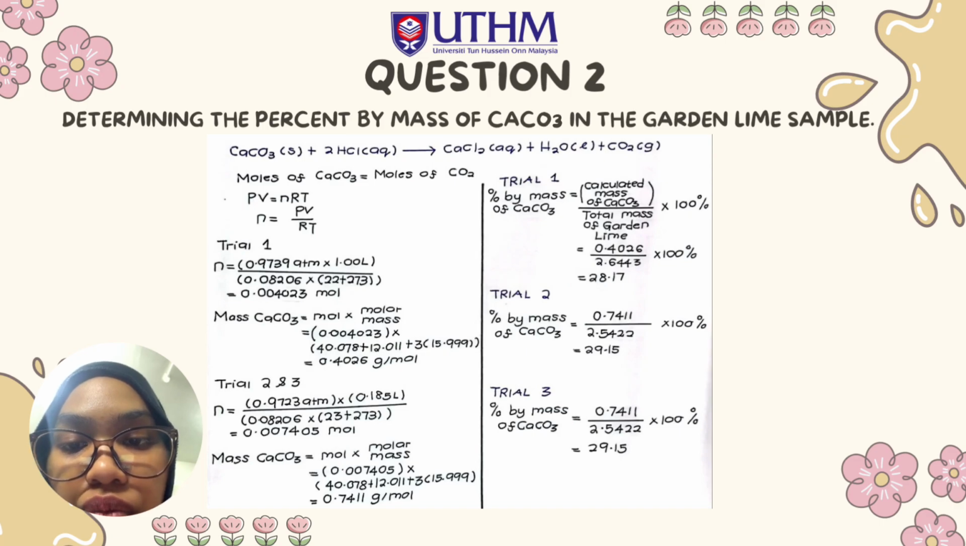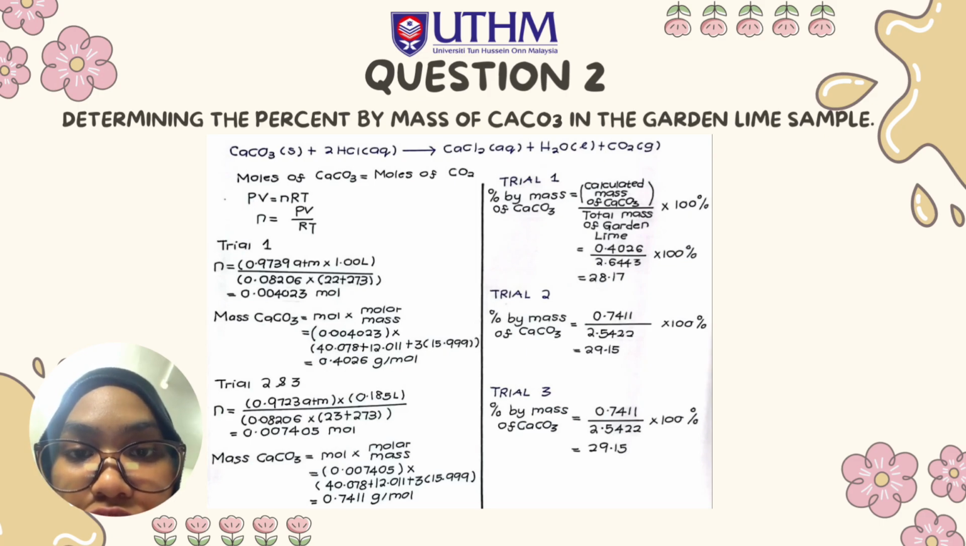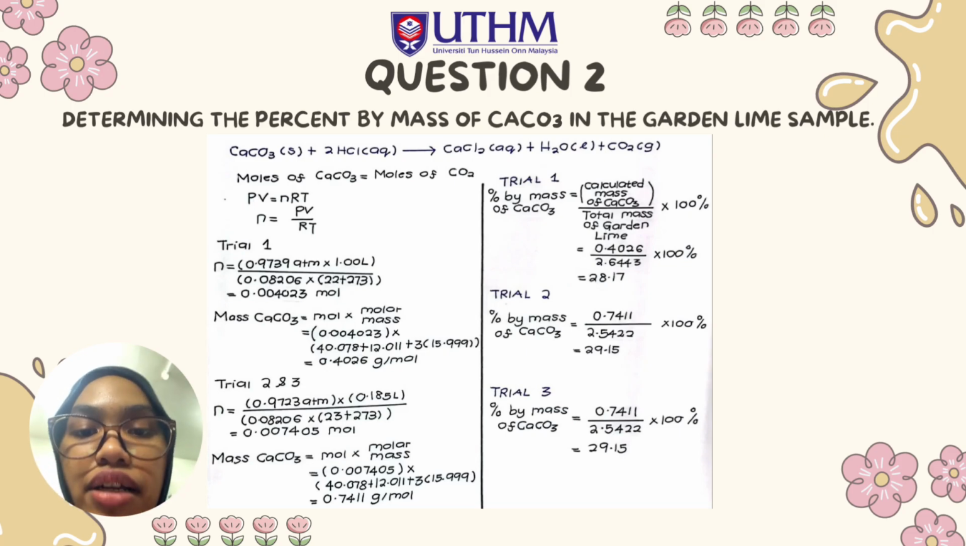And for trial 1, we got 1.4026 gram per mole. For trial 2 and 3, 1.7411 gram per mole. And we calculate the percentage by mass of CaCO3. The formula was percentage by mass equals calculated mass of CaCO3 over total mass of garden lime times 100. So for trial 1, we got 28.17, trial 2, 29.15. Same goes with the trial 3, 29.15.